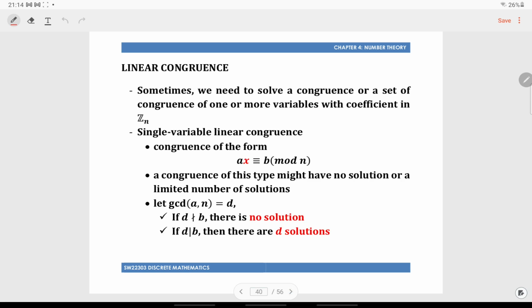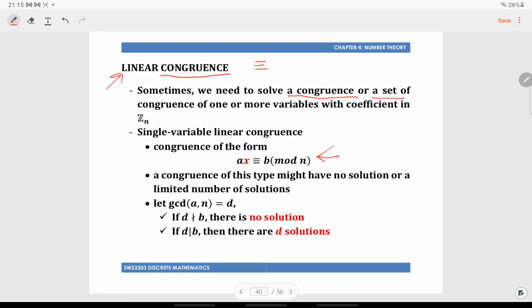Now is the final topic, I think, in this lecture, which is about linear congruence. The key point here is congruence. That means we are dealing with the congruent relation, which is the triple horizontal line, and it is linear. It also can be quadratic, cubic, and so on, but our interest is more on the linear congruence. Sometimes we need to solve a congruence or a set of congruences. When it is a congruence, that means it is single. When it is a set of, that means there are more than one congruence relation.